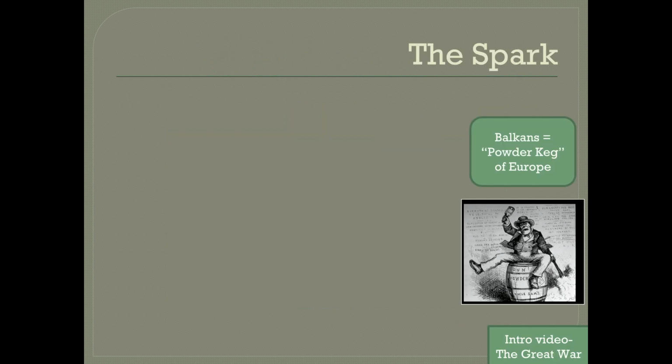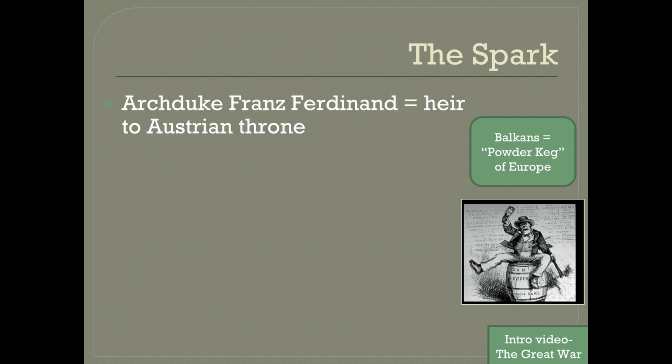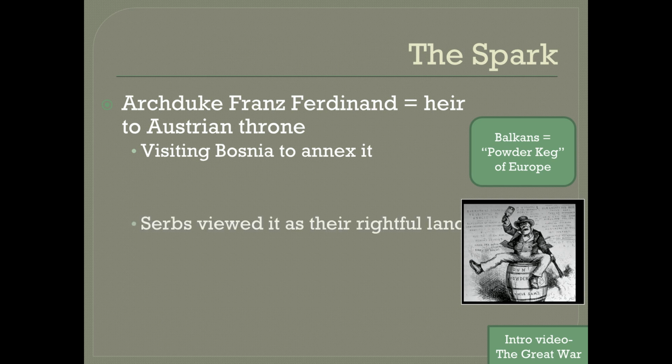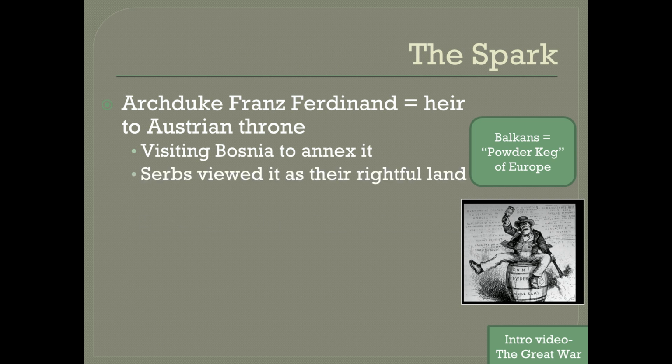The spark, of course, we called the Balkans the powder keg of Europe. Remember, the assassination of Archduke Ferdinand is going to trigger this whole thing. He had been visiting Bosnia to annex it. So his visit is going to be viewed by the Serbians, who saw the Archduke being there as a way of them extending their power over that area of the Balkans.